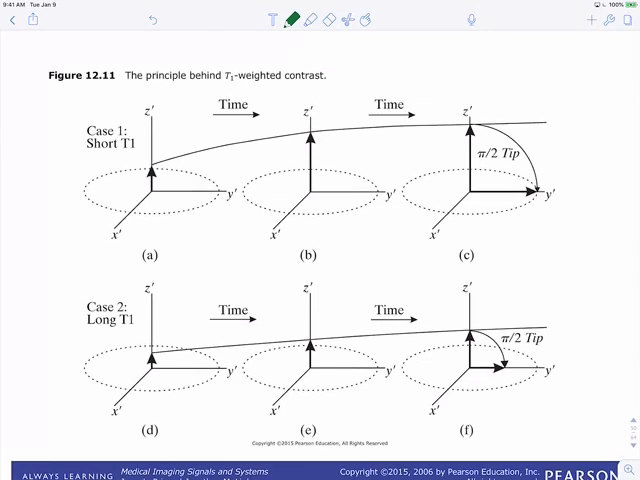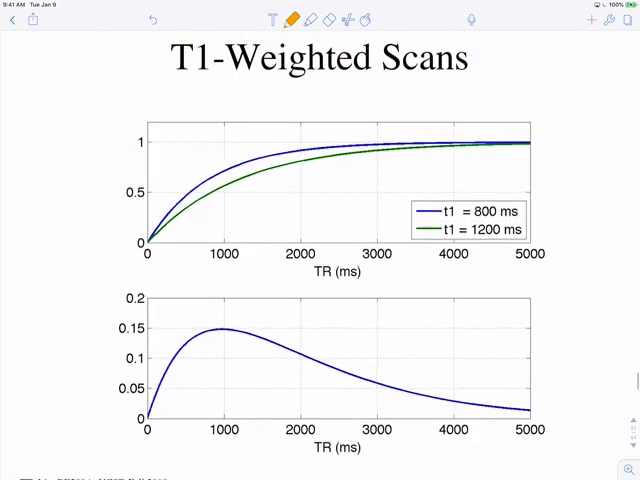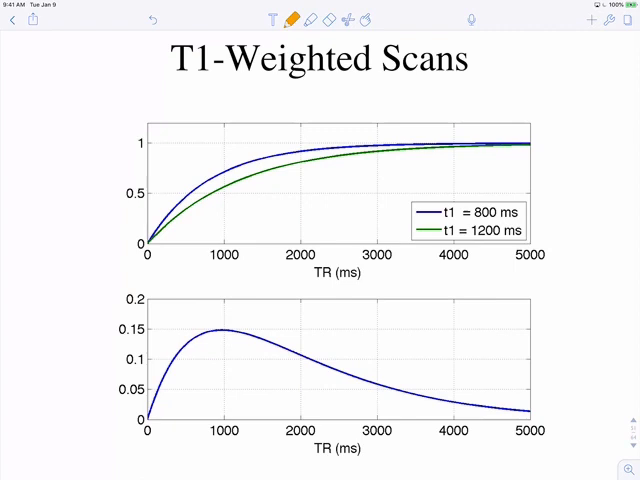If I have a short T1, it recovers very quickly. If I have a longer T1, it recovers more slowly. So if we were to plot these on the same graph, one would recover very quickly, and the other one would recover more slowly. And that difference in the signals we can use to create contrast. So this is exactly shown here. I have one that's got a T1 of 800 milliseconds, the other one a T1 of 1200 milliseconds, and these are the recovery curves. And this here is the difference, the delta in the recovery curves.